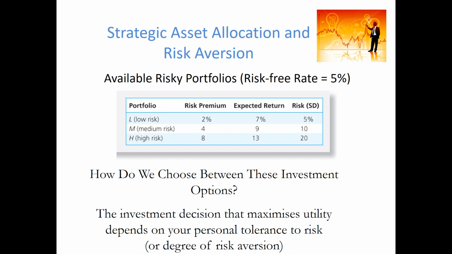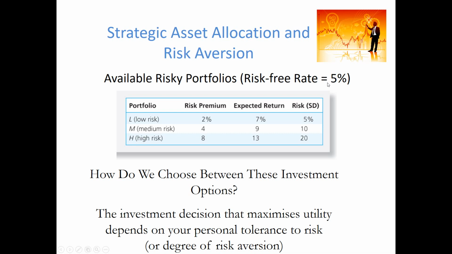Here is an example where we have 3 different assets. We are going to call them low, medium, and high risk assets. The low risk asset has an expected return of 7% and a standard deviation of 5%. The medium risk asset has an expected return of 9% and standard deviation of 10%. And the high risk asset has an expected return of 13% and a standard deviation of 20%. Now in this particular case, let's assume that we also have an available risk-free rate of 5%.